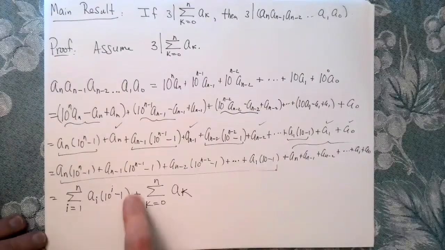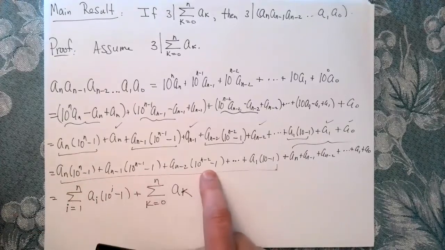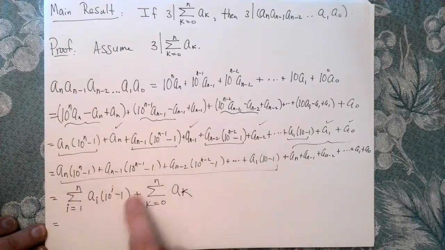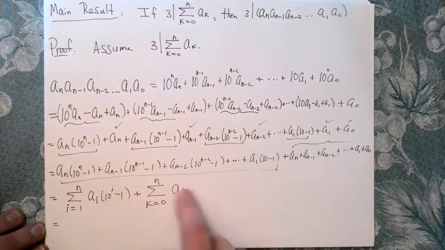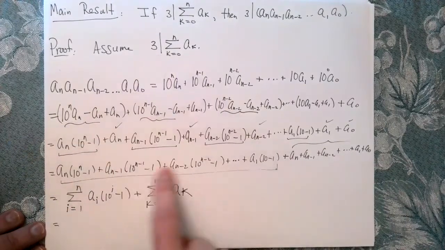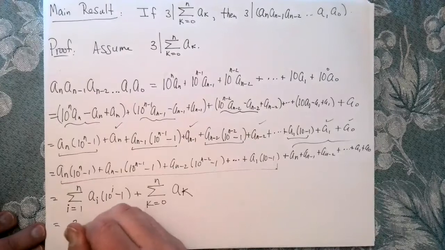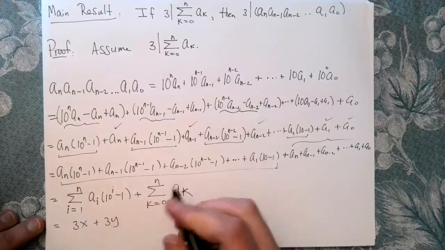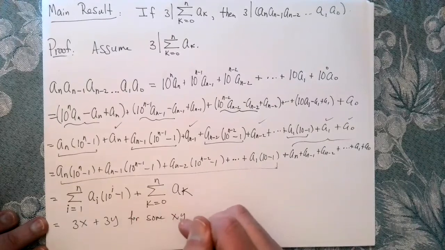Well, by our previous lemma, we know that this is divisible by 3 because each of these is divisible by 3. And so by factoring, the sum will be divisible by 3. So this is divisible by 3 by our previous lemma. And by assumption, this was our assumption, assume that 3 divides this. So by supposition, this is divisible by 3. And by our previous lemma, this is divisible by 3. So this is equal to 3x plus 3y for some integers x and y.